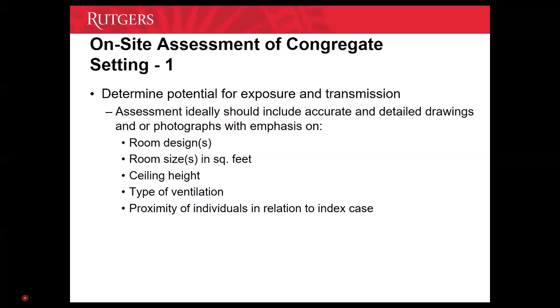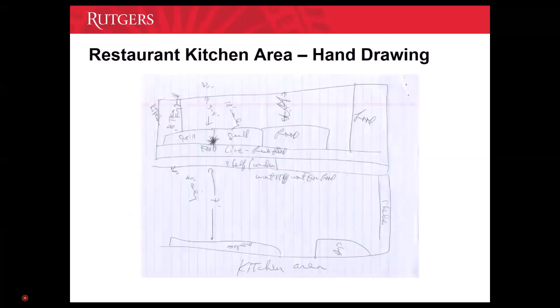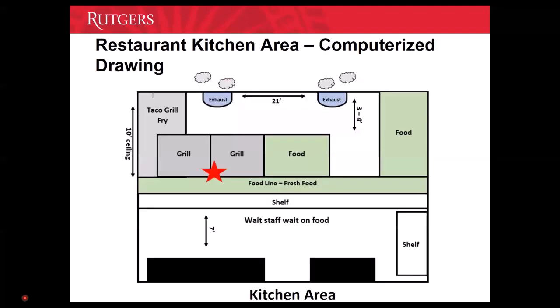As I mentioned, I do walk around with a laser measurer, and I do walk around with a pad, and I sketch out things. This is an example of a restaurant and kitchen area that I did as I was walking around this particular restaurant. So I sketch it out, and then we come back, we put it on a computer. This is what it looks like.